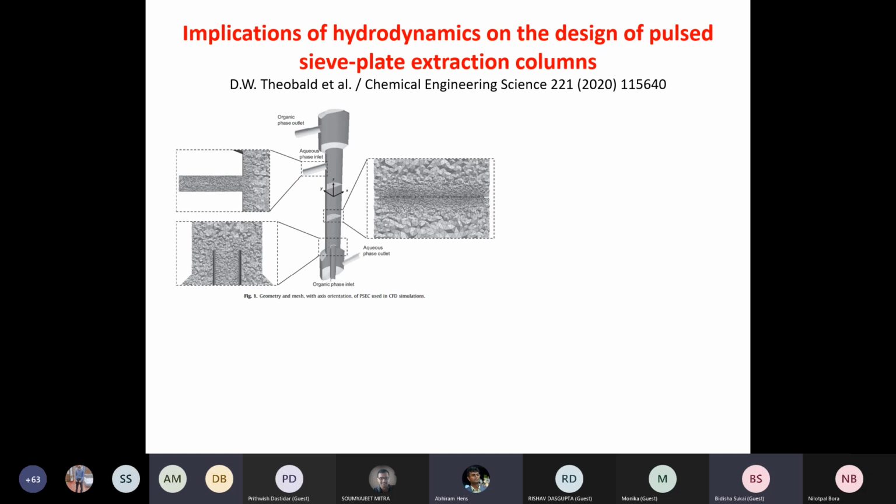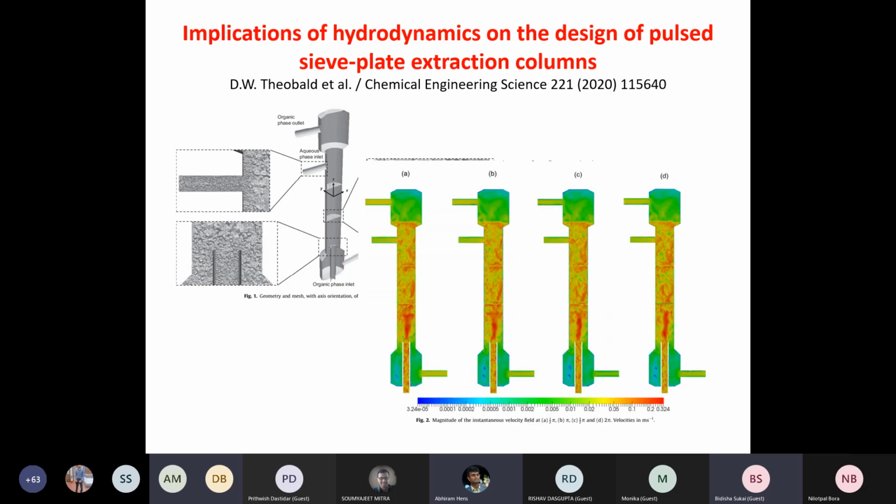It shows the implications of hydrodynamics on the design of pulsed sieve plate extraction. You know that sieve plate extraction columns are there. If you have studied a mass transfer course, you must have seen this kind of column design. Here, what will be the internal picture of the species concentration? What will be the velocity field? These figures are showing the velocity field at different positions, at different time instants. These are the contour diagrams. This red color indicates a particular velocity, green is indicating some other velocity.